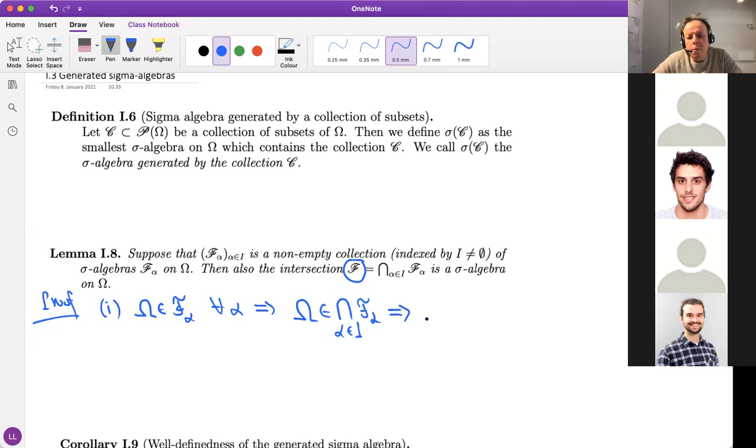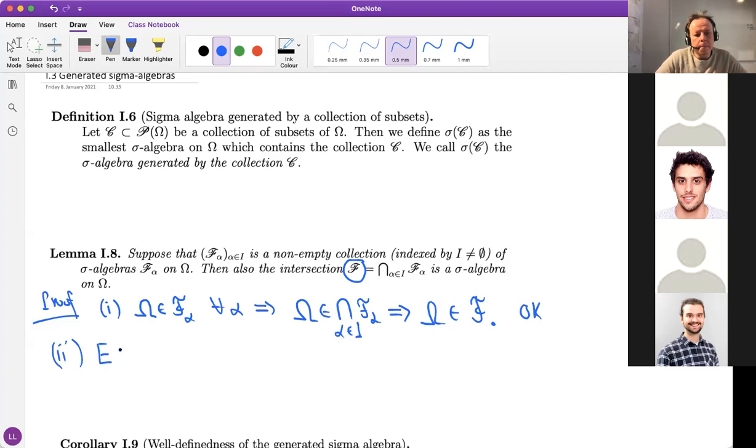And that means that omega is a member of F, because this intersection is F. That means that the first property is okay. What about the second property that we require? Is F closed? Is F stable with complements?